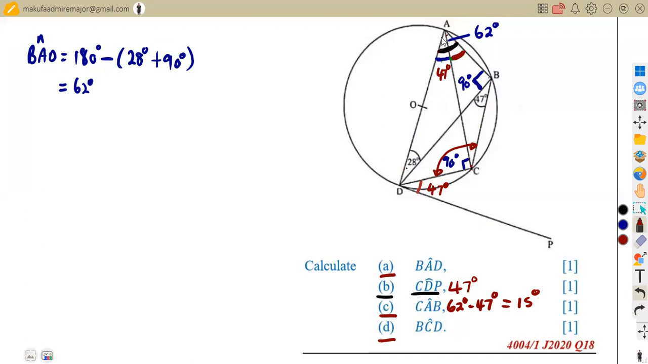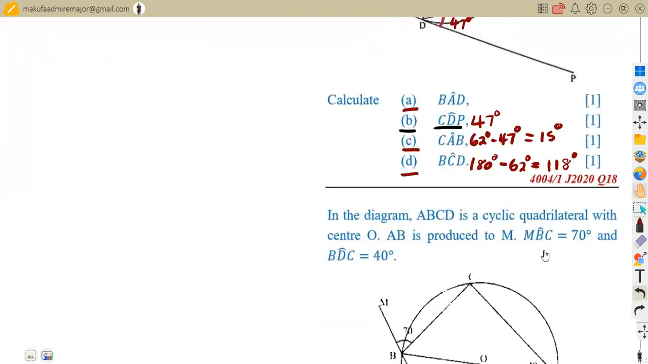The whole of this angle at A, which is DAB, and BCD, these two angles must give us 180. So we're simply going to subtract 180 minus the angle at A, which is 62 degrees. So that was going to give us 118 degrees in this case. All right, so that was our question.